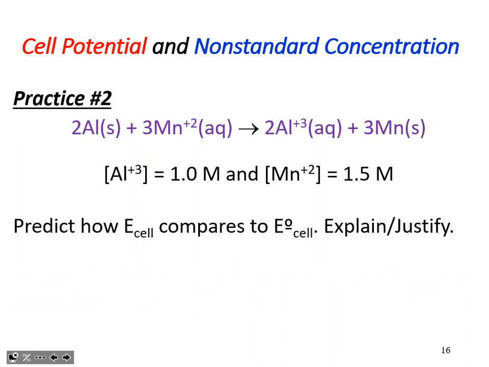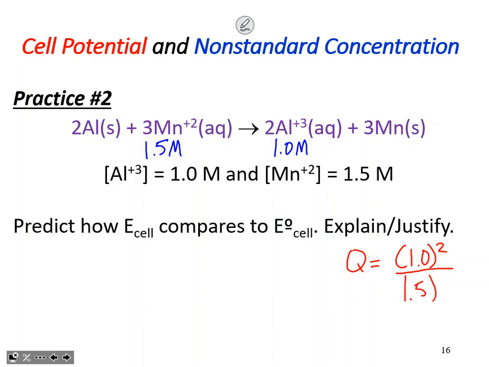Now let's look at a different situation where we reverse them. We're now giving the manganese 1.5 molar and we're giving the aluminum 1.0 molar, like so. We get this here and we can quickly calculate Q or even just look at it. It's going to be 1 squared over 1.5 to the 3rd, correct? So Q is obviously going to be what in this case? Greater than or less than 1?